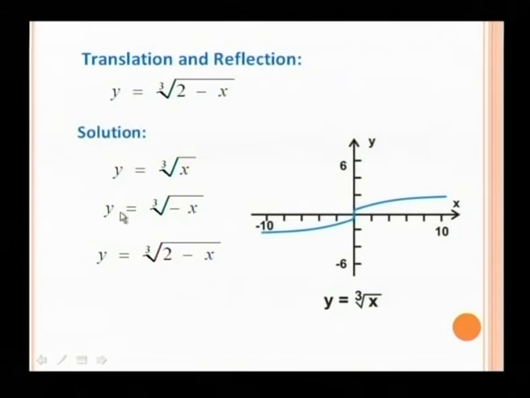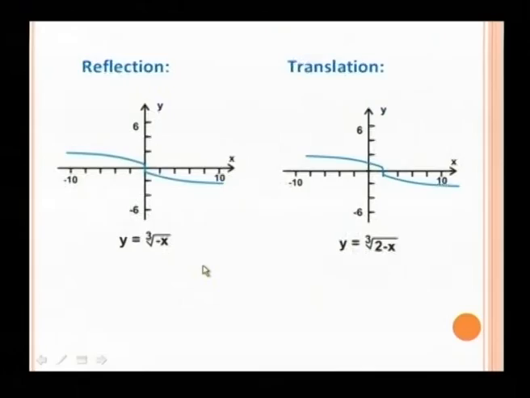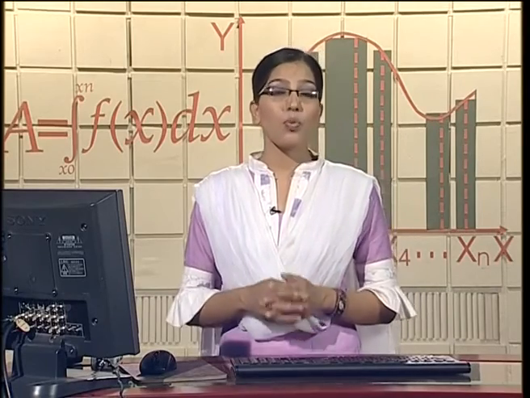If we perform an operation of reflection, which is y is equal to cube root of minus x, you can see that this graph is the reflection of y is equal to cube root of x. And for the translation, we have y is equal to cube root of 2 minus x. You can see the graph of this function over here, which shows that translation has transferred this graph 2 units to right. Dear students, now let's come to the next topic, which is scaling.